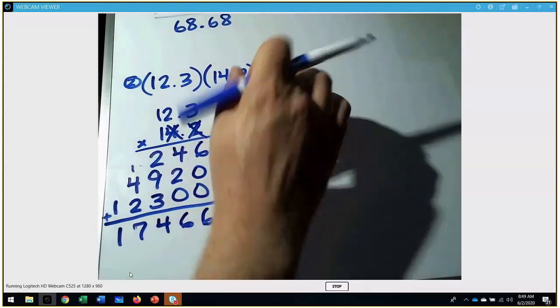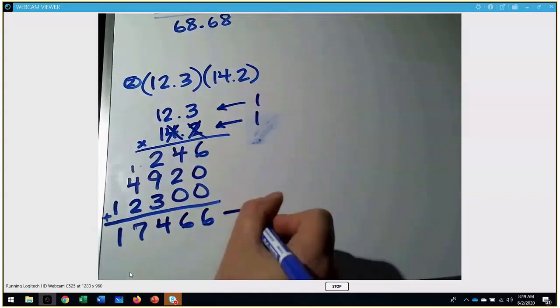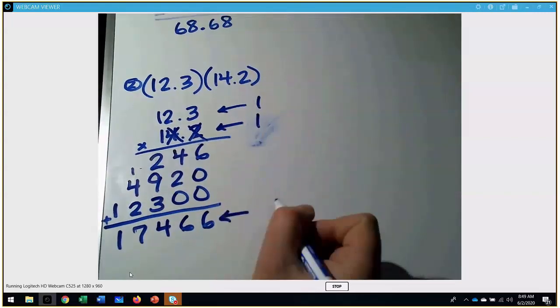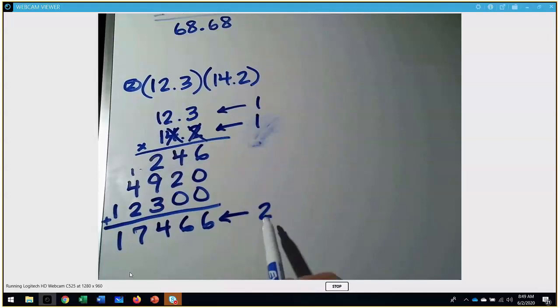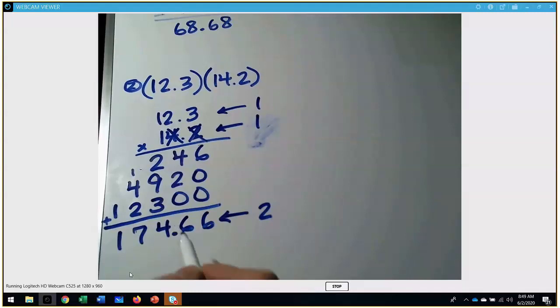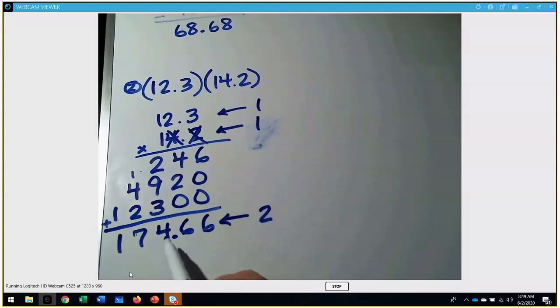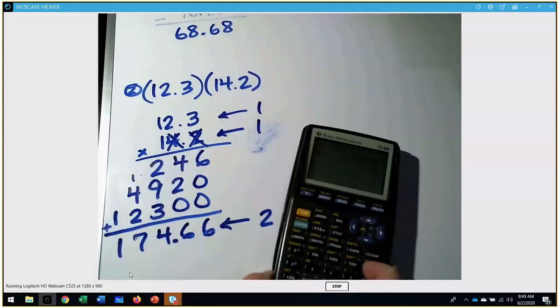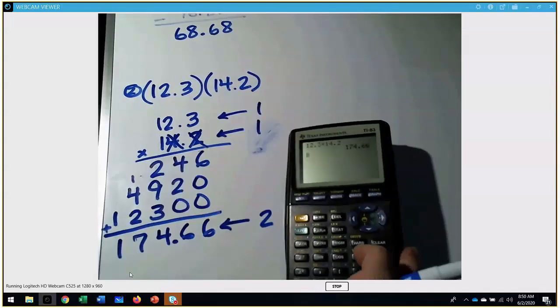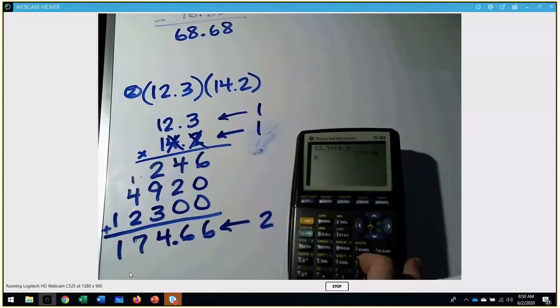Oops, got ahead of myself. So altogether, I need to place 2 digits after my decimal in my answer. So counting from the back, that means the decimal point has to go right there so that there's 2 numbers after. So my final answer is 174.66. And I'm going to check it real quick with my calculator to make sure I lined everything up right. So 12.3 times 14.2 is 174.66.